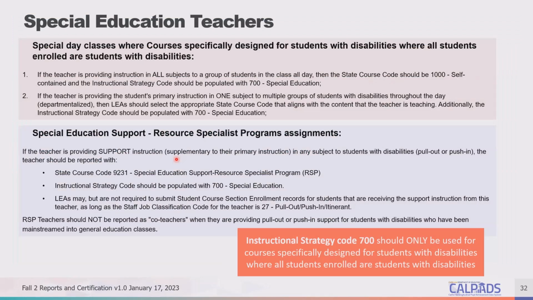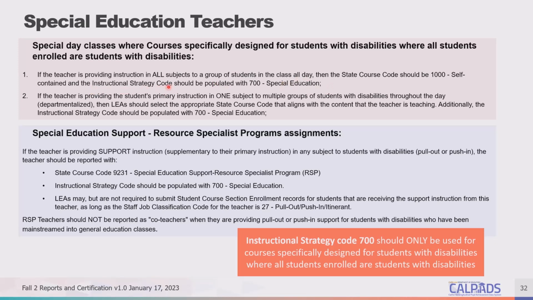So how do we report SPED teachers? This is also a common question that we get on the service desk, and we normally always have to emphasize. So for SPED teachers, there are actually three scenarios on how to report them. Number one, if a SPED teacher is assigned to special day classes that is solely for SPED students, then you could either report them with a 1000 self-contained course, and then make sure that you mark that course as 700 special education under the instructional strategy code.